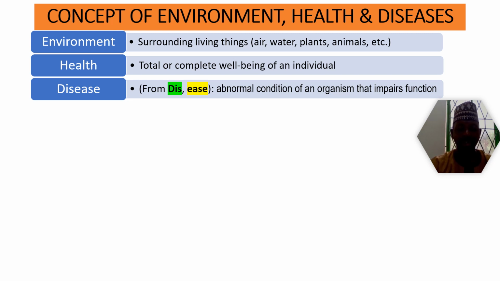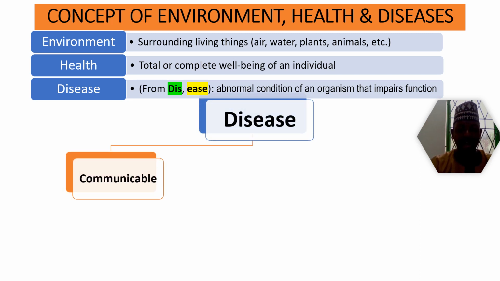Therefore, we can define disease as an abnormal condition of an organism that impairs the functions of the whole or part of the body. In other words, we can say disease is a condition that diminishes the health of an individual. Remember, we say health is the total or complete well-being of an individual. So disease is any abnormal condition, any condition that diminishes the health and affects the normal functions of the body.